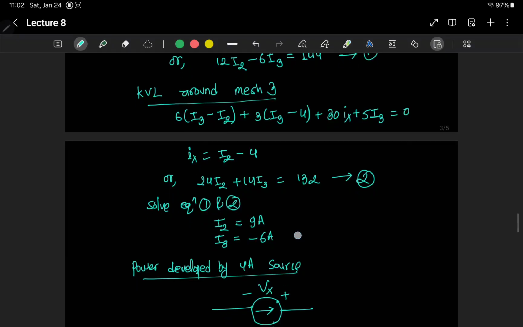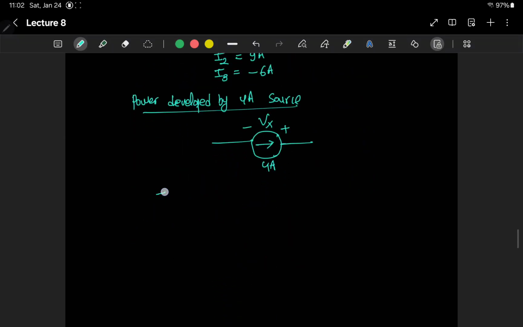So writing the same thing here, we have minus Vx, and then the 3 ohm resistor and the 4 ohm resistor here. We had current I2 flowing in this direction, current I3 flowing in this direction, I2 in this direction, and this I1 was flowing in the opposite direction. So minus Vx, KVL around mesh 1.